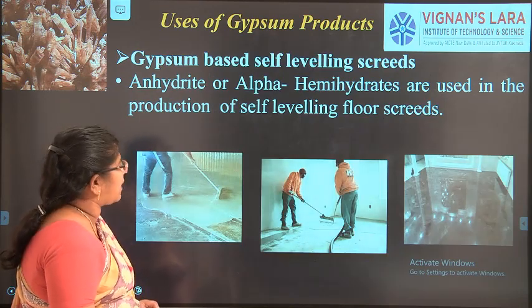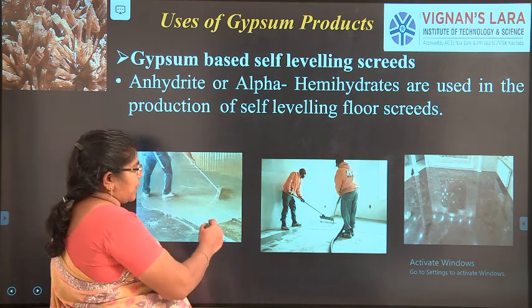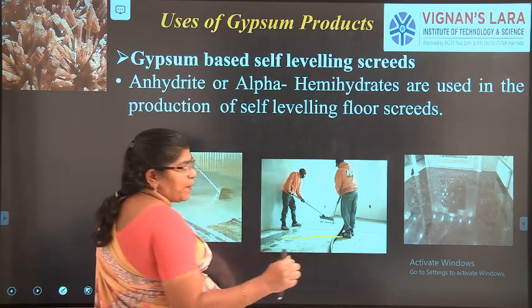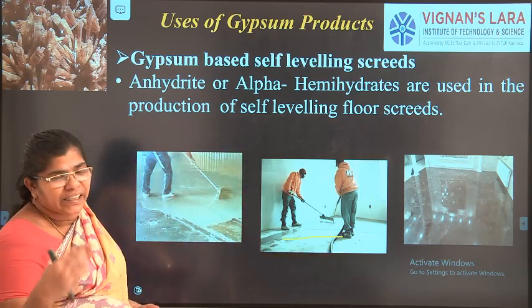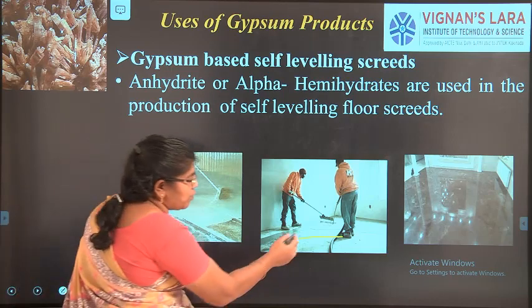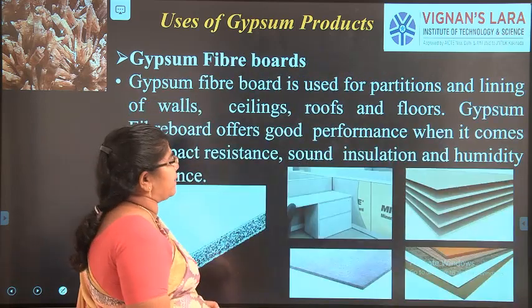So here it is self-leveling screeds, which means making the floor very smooth. What will happen? Gypsum is mixed with water, and we put it and it will just flow like this. It will form a very smooth surface. Only leveling is needed.